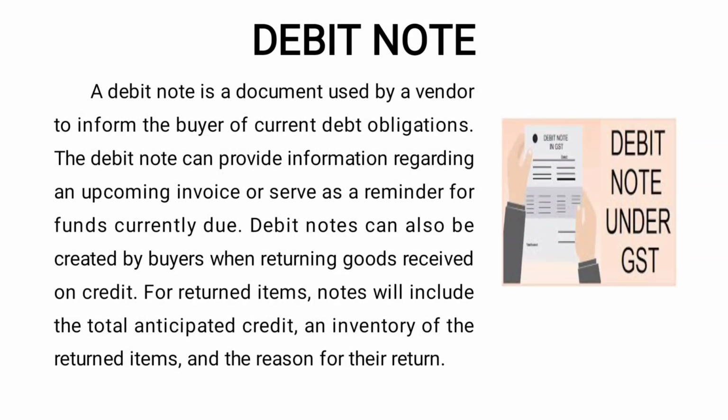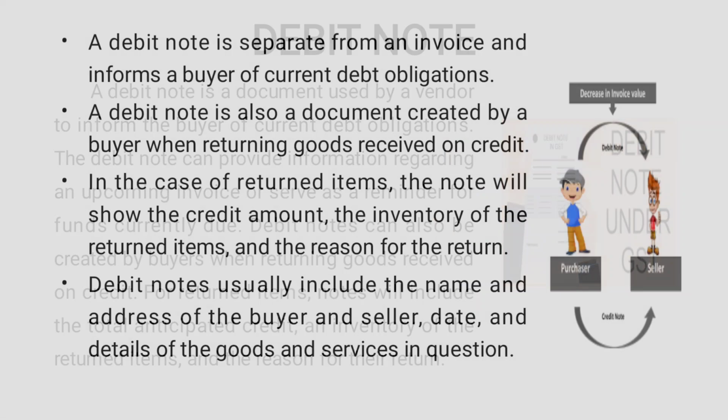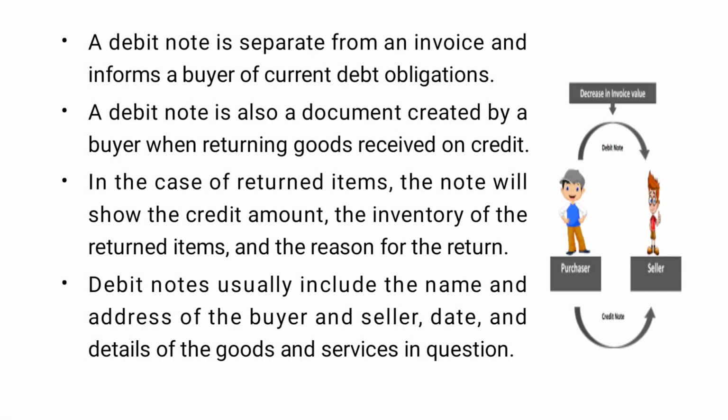Debit note is a document used by a vendor to inform the buyer of current debt obligations. The debit note can provide information regarding upcoming invoice or service as a reminder for funds currently due. For returned items, notes will include the total anticipated credit and inventory of the returned items. This debit note is a document created by a buyer when returning goods received on credit.